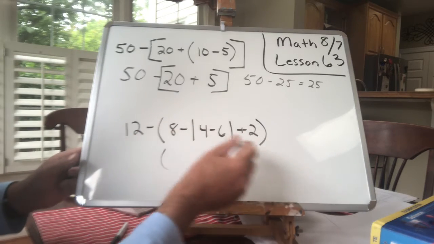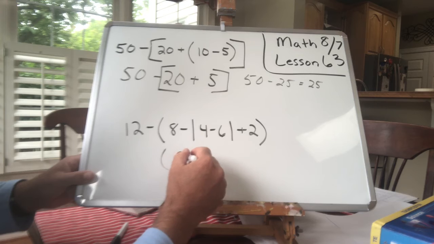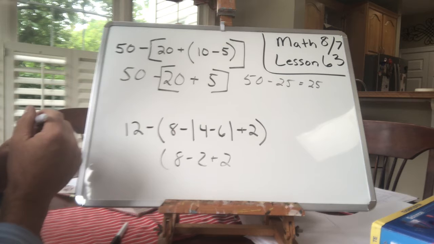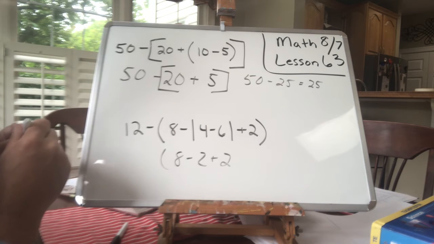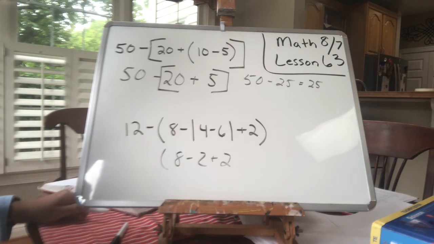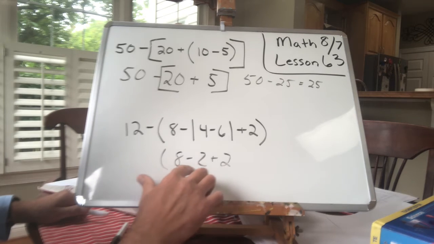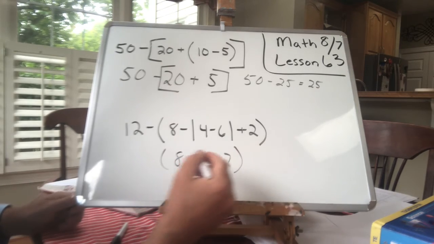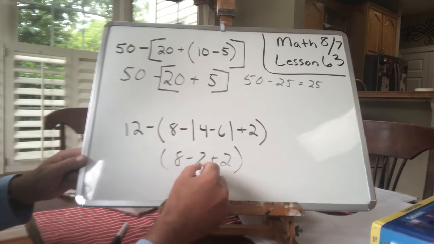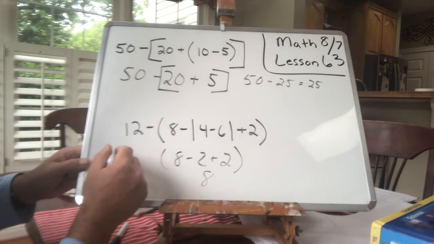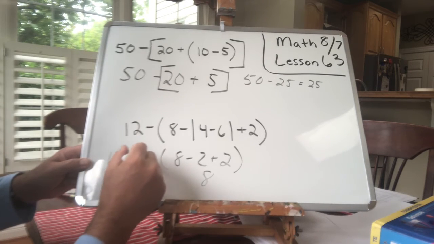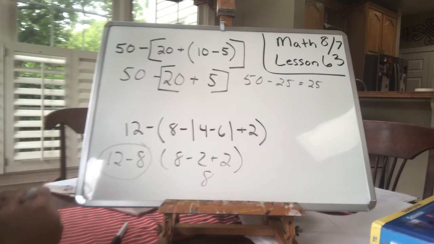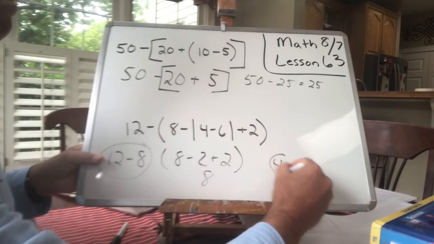So I'm left with, in the parentheses, and I'm going to leave this 12 out here. I don't touch it until I solve everything on the inside. 8 minus 2 plus 2, okay? 8 minus 2 plus 2 is what? I'm going to solve from left to right. 8 minus 2 is 6, plus 2 is 8, okay? So out of the parentheses, I still get 8. And then I'm left with 12 minus 8 to solve the whole problem, right? And 12 minus 8, of course, is 4.